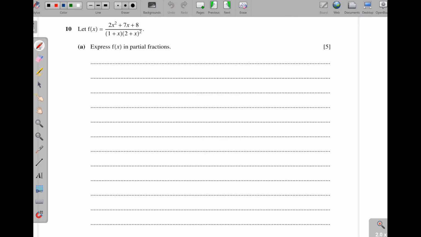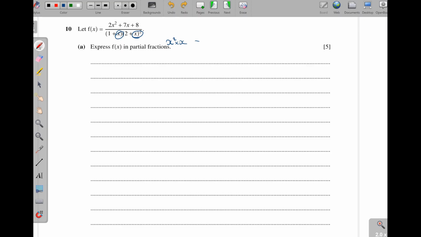Question 10, let f of x be equal to this, but A, express f of x in partial fractions. Whenever they give you partial fractions, first always check the degree of the numerator and then the degree of the denominator. So from here, we shall get x squared coming out, but then times this x, that means you are going to get x cubed. So the degree of the denominator is going to be 3. That is the highest power of x. And then the degree of the numerator is a 2.